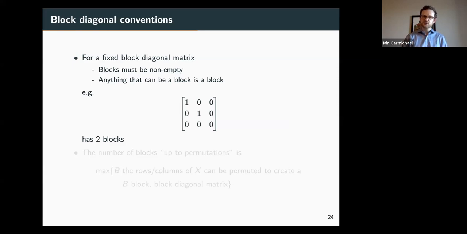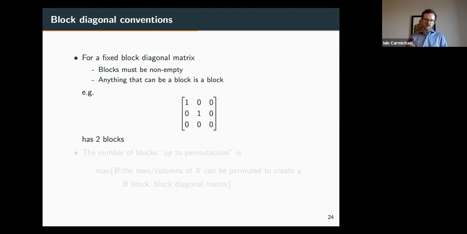say we have a fixed matrix. What does it mean for a matrix to be block diagonal? That's intuitive, but there are a couple of conventions we need to take care of. In a fixed matrix, a block must be non-empty, so it must have some terms that are not zero, and anything that can be a block is a block. So if we look at this example matrix here, someone might argue this matrix has 1 block, 2 blocks, or 3 blocks. And based on our conventions, we're going to say this matrix has 2 blocks.